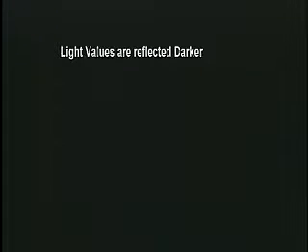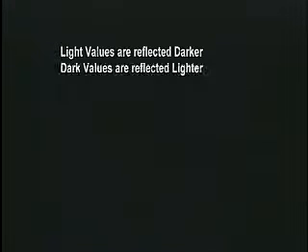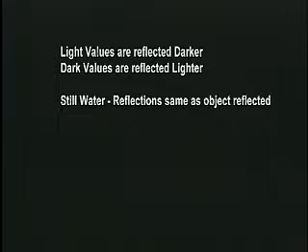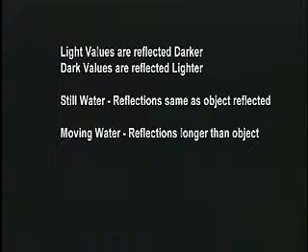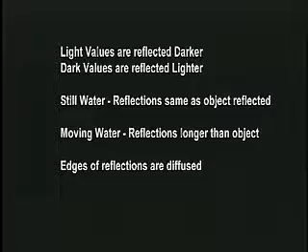So what have we observed about reflections? First, light values are reflected darker. Dark values are reflected lighter. In still water, reflections are the same length as the object being reflected. In moving water, reflections will be longer than the object being reflected. The edges of reflections are diffused because of the moving surface of the water.